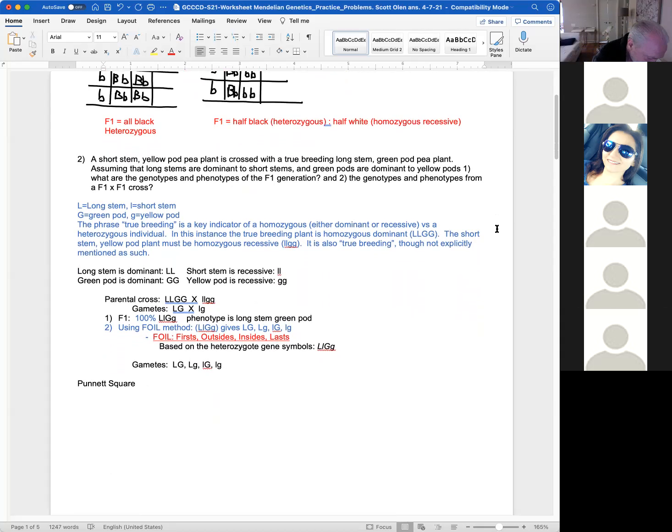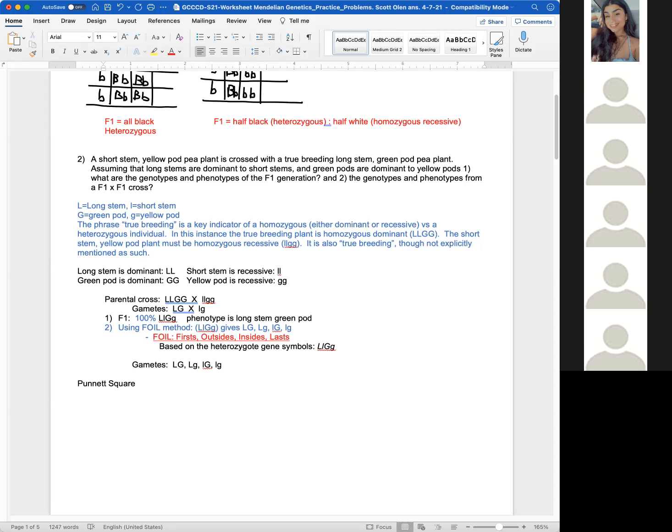Okay. All right. So question number 2. A short stem yellow pea pod plant is crossed with a true breeding long stem green pod pea plant. Assume that the long stems are dominant to short stems and green pods are dominant to yellow pods. They want to know 2 different things. 1, what are the genotypes and phenotypes of the F1 generation? And 2, what are the genotypes and phenotypes from an F1-F1 cross, or basically making an F2 generation?